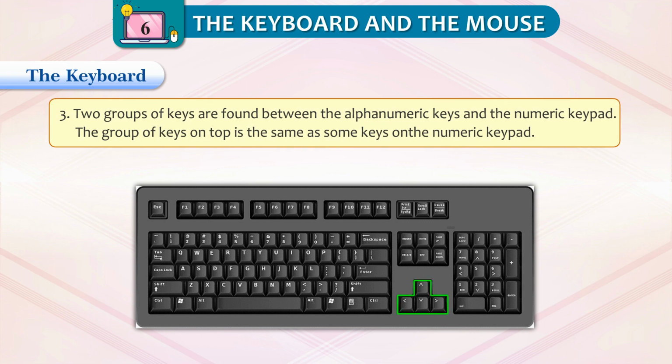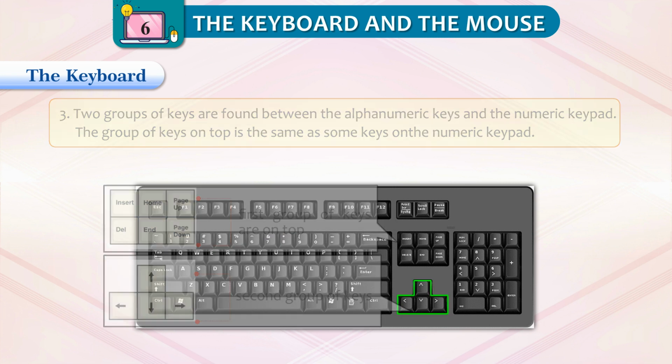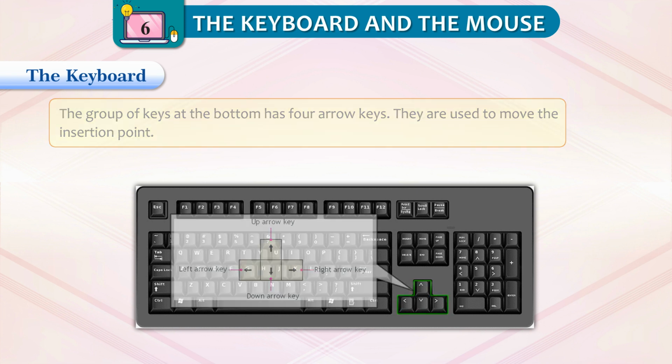3. 2 groups of keys are found between the alphanumeric keys and the numeric keypad. The group of keys on top is the same as some keys on the numeric keypad. First group of keys are on top. Second group of keys. The group of keys at the bottom has 4 arrow keys. They are used to move the insertion point. Up arrow key, down arrow key, left arrow key, right arrow key.